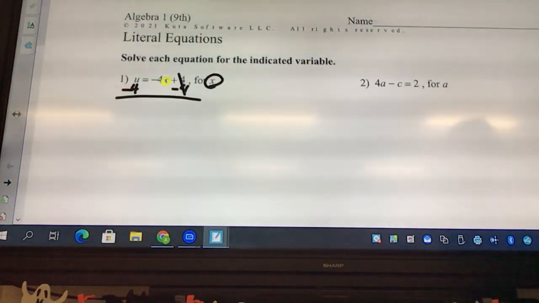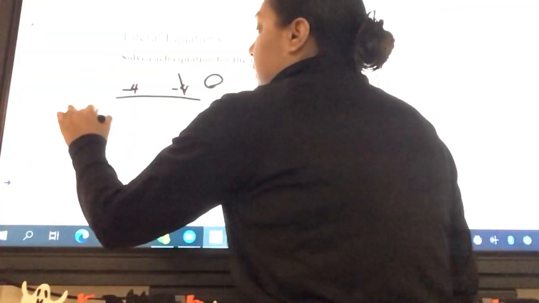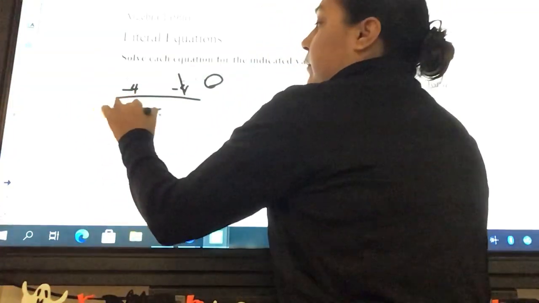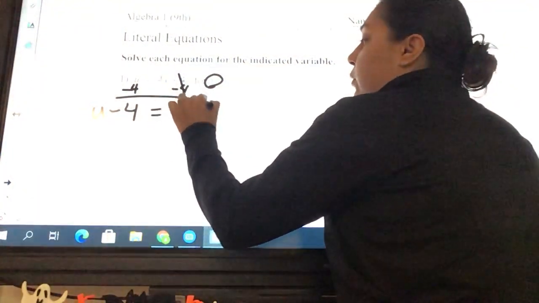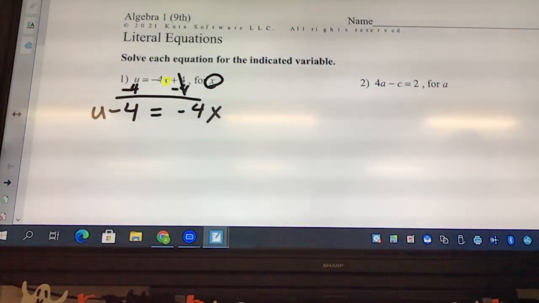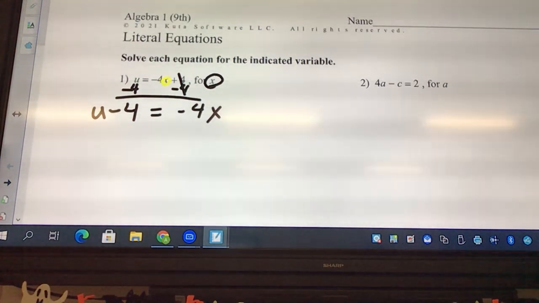Okay, so over here, u minus 4 is still going to be u minus 4. You can write it in a straight line or you can write it up and down. I suggest a straight line. So what do you have left on the other side? Well, we got a negative 4x. And I'll remind you, what variable are we trying to solve for? X.